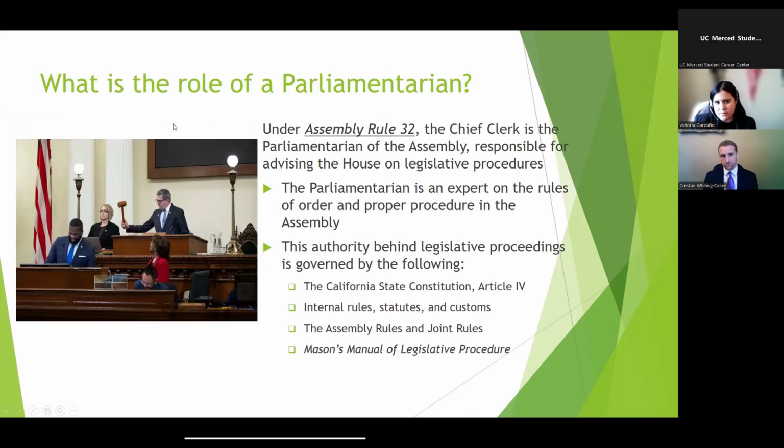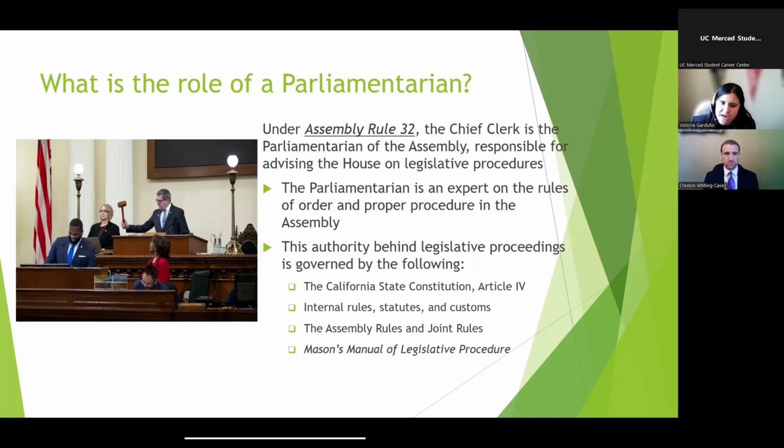What is the role of a parliamentarian? So under Assembly Rule 32, the chief clerk is a parliamentarian of the Assembly, and they're responsible for advising the House on legislative procedures. So if any of you are in a club, perhaps your club uses bylaws or perhaps Robert's Rules of Order to kind of conduct the business of your club. And if there's ever a question as to why you guys do something a certain way, oftentimes you refer to your bylaws or you use Robert's Rules of Order to kind of give you a sense of how to deal with the situation and just guidance.